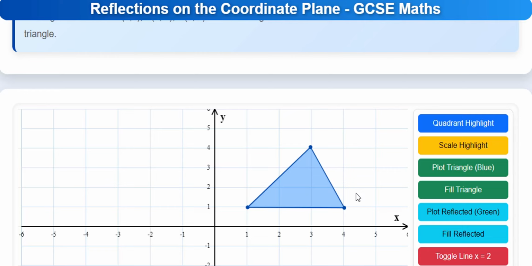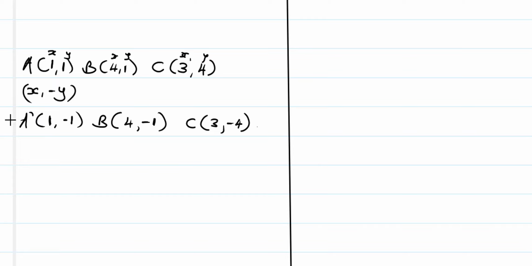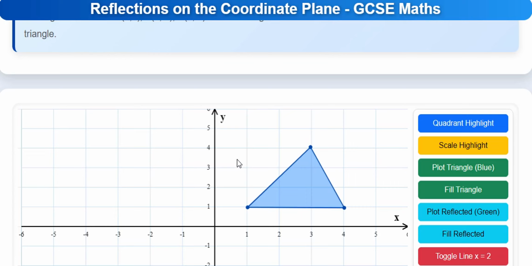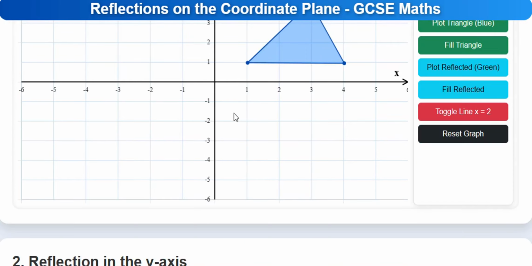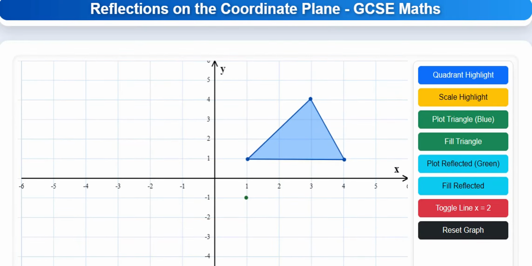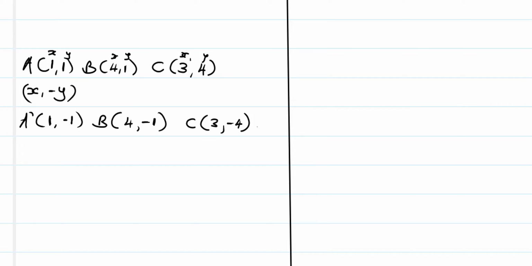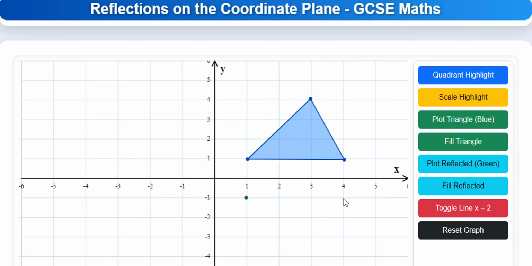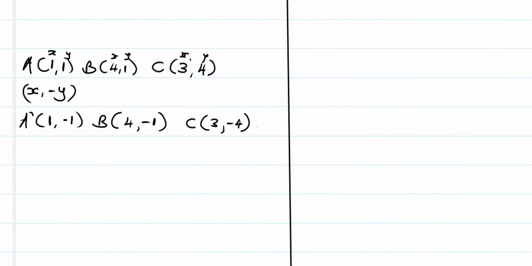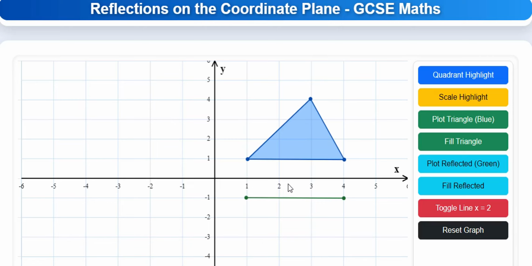Here we already calculated the coordinates, so we just plot them directly. The reflected A will be 1, -1. So it will be 1 on x, then -1 on y. I plot it there. And then it will be 4, -1 for B. And then for C it will be 3, -4. For C it will be 3 on the x, then -4 on the y, like that. And as you can see, we have reflected that triangle on the x-axis.